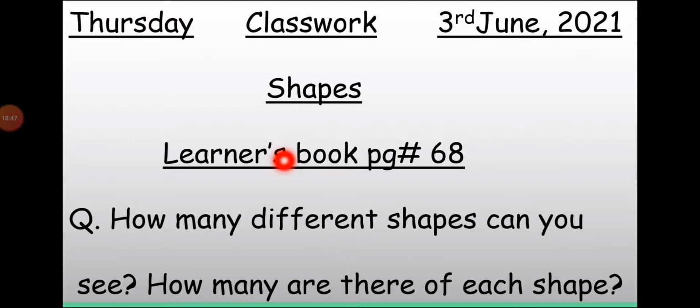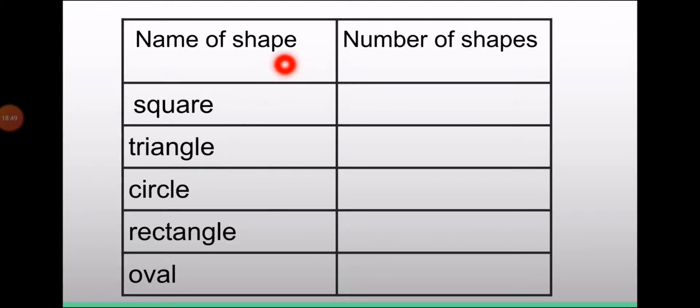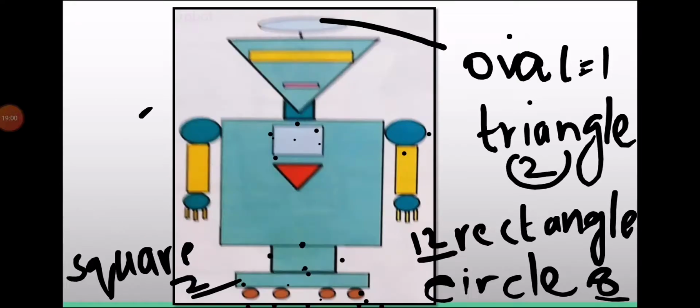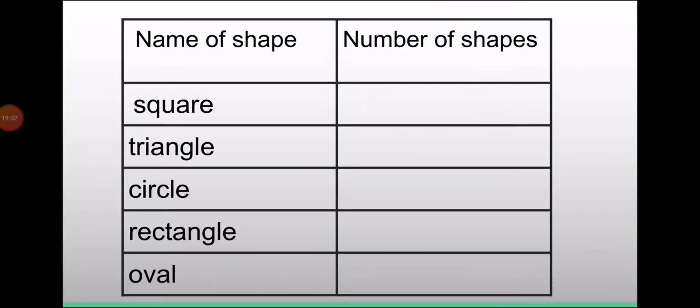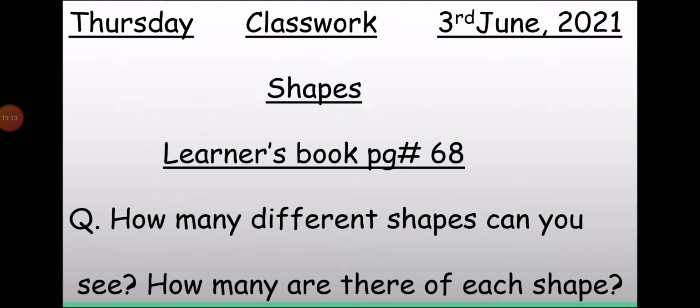on the 2nd page of your notebook after writing this question. Now, after drawing the table, in the first box you will write square, then in the next box you will write triangle, then circle, then rectangle, then oval. All these shapes are present in this robot. I have mentioned them here. Now, after writing the names of shapes, in front of each shape name, we will write the number of shapes used in this robot.